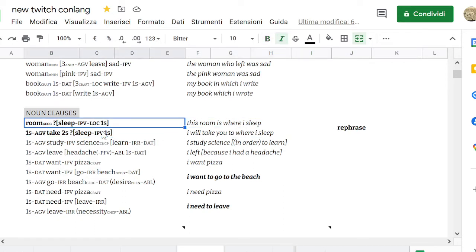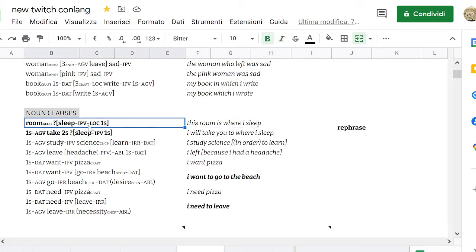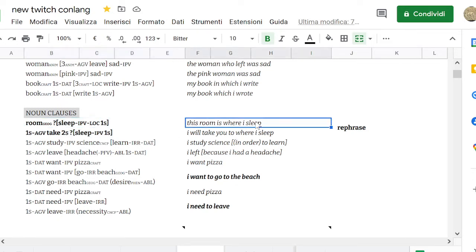The sort of obvious solution to both of these, for example, this is where I sleep. We kind of have the same issue where sleep is a verb, and we don't exactly have a copula in this language. So the pronoun that's missing could be the copula.